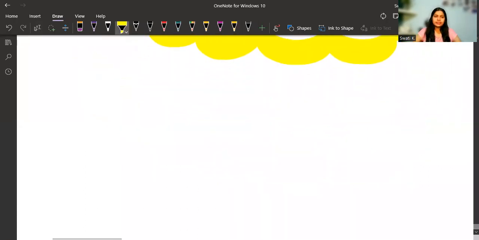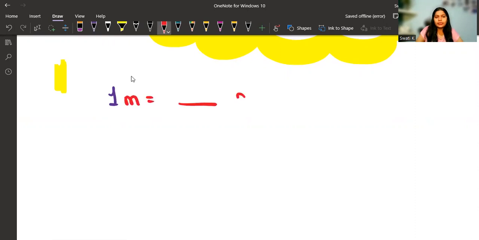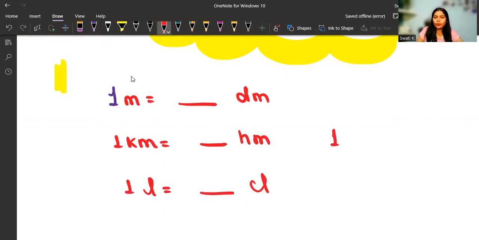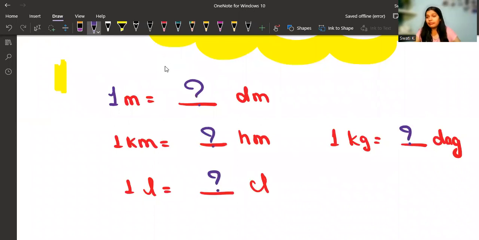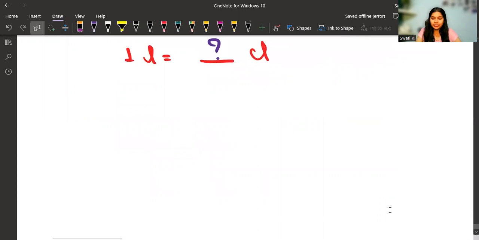For example, we often get confused, like what is 1 meter equals how many decimeter, 1 kilometer equals how many hectometer, 1 liter equals how many centiliter, 1 kg equals how many decagram. We have these questions, and the thing is, we do not know how to do all these conversions in a very simple way. That simple way I'm going to make you understand in this particular video. So let's quickly understand the concept first.